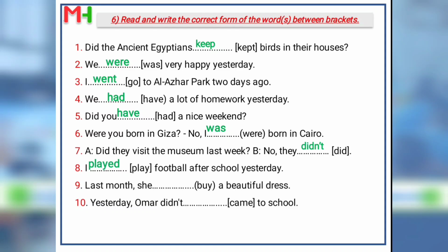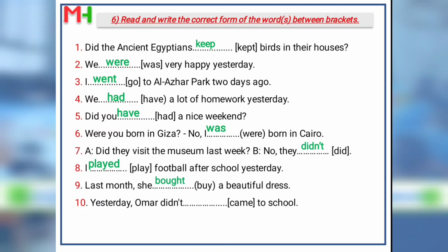Number 9. Last month she ___ a beautiful dress. Last month here, the word last is a keyword to express the past. So we want to put the verb buy in the second form to express the past. And we know that the verb buy is an irregular verb. Excellent. The answer will be, last month she bought a beautiful dress.